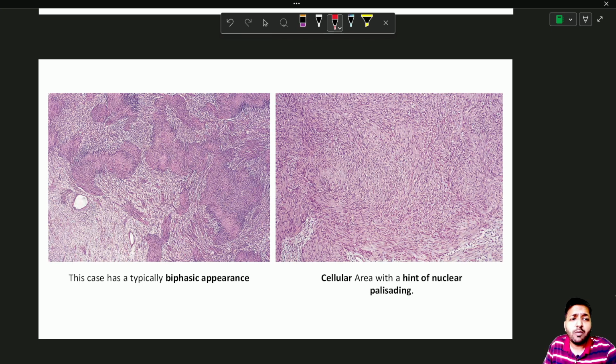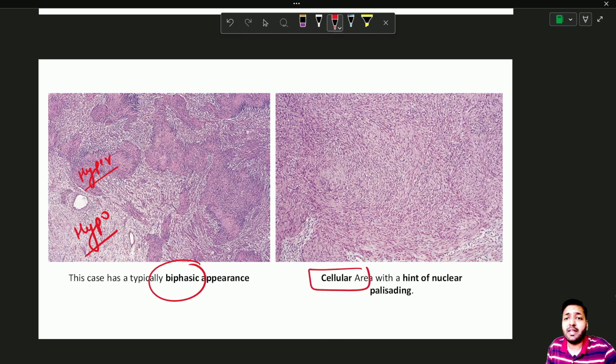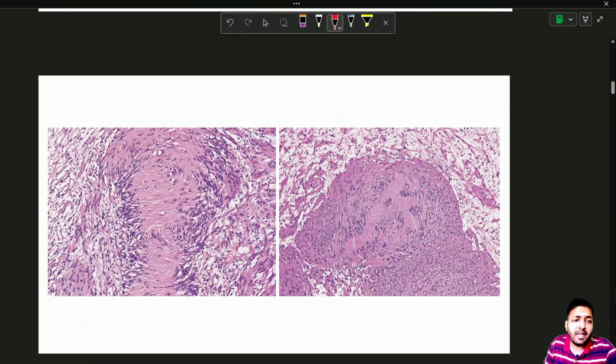We see a tumor mass over here which is both hypercellular as well as showing certain hypocellular areas. So the tumor is basically biphasic, as we can appreciate. If we look at the hypercellular area, in certain parts we see nuclear palisading. The nucleus has gone to the periphery of this particular area and they are forming palisades, like a fencing. You can appreciate over here also, whereas in between you are having empty areas.